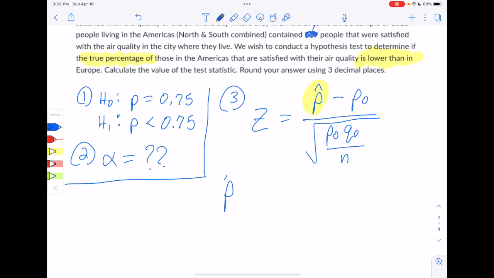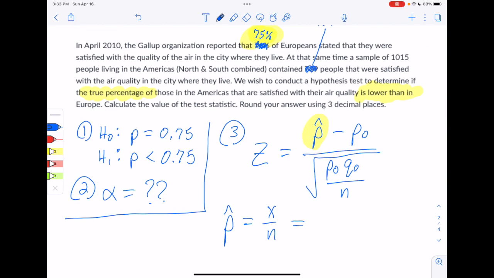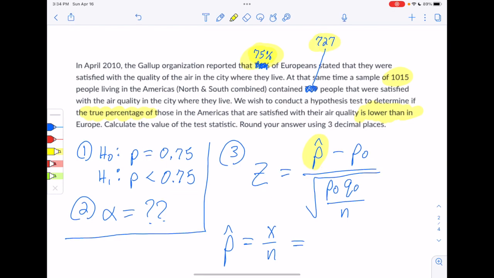So p hat is x over n, where x is the number of successes in our sample and n is the sample size. In this case, what we were looking for was people who were satisfied with their air quality. So we had 1,015 for our sample size, and we had 727 of those that were satisfied. So that 727 is our x, and this 1,015 is our n. So p hat is 727 divided by 1,015.